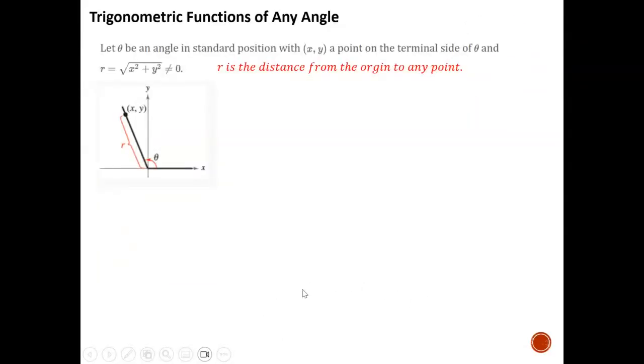Now, this comes from section 4.4. Hey guys, now this one here is trigonometric functions of any angle. Up to this point, we've done only acute angles, 90 degrees or less. Now we can do any angle on the unit circle. Okay, so this is my r. The r, guys, is the distance from the origin to any point.